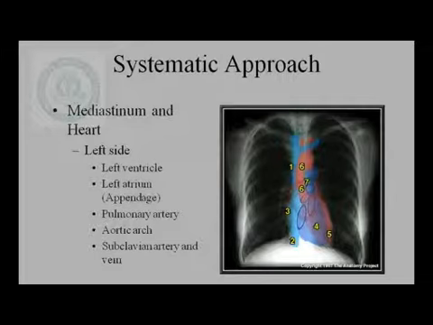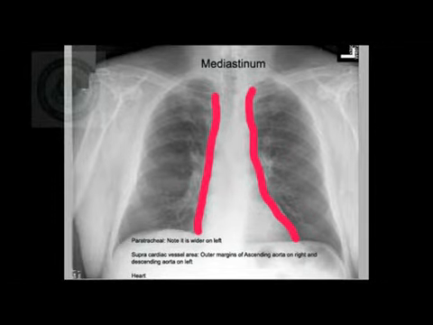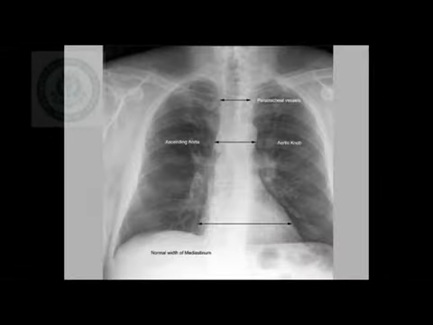Then on the left side, this heart border is formed by the left ventricle initially and left atrial appendage, and then pulmonary artery, then arch of aorta, then a subclavian artery and vein on the left side. Now, these are all the mediastinal borders which form the mediastinum. This is again a diaphragmatic representation of the mediastinal line, and again the structure which should be concentrated upon in a mediastinum is paratracheal stripes.